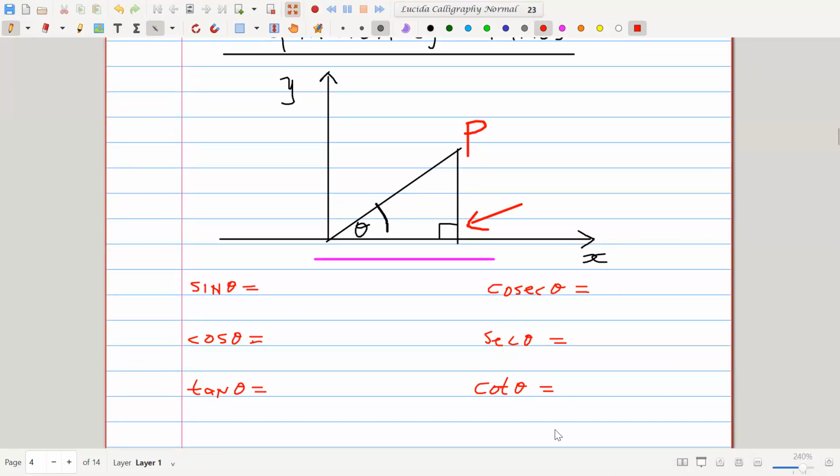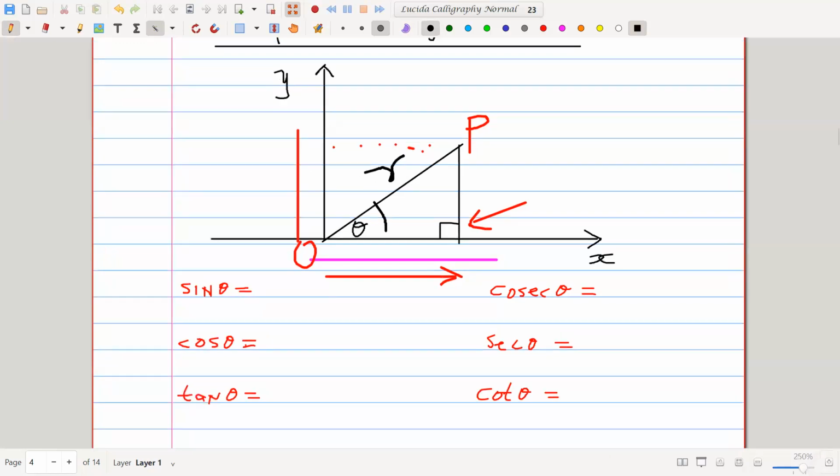So if you look at this point, when you go up from the origin, which we call O, (0, 0), you go y units up. And if you go horizontally to that side, you go x units. So that's how it is. And then this side is known to be our hypotenuse side. This is our r.